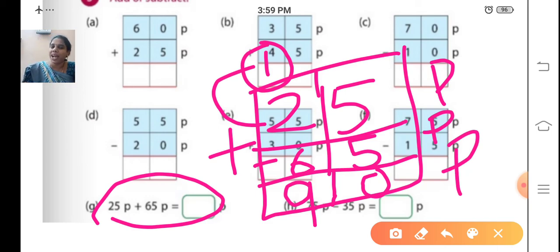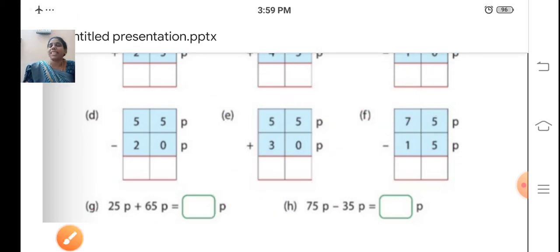So how to add or subtract paise? Just write one below the other. Then normal addition and subtraction. So first write 25 paise, then below it 65 paise. Add all together. Clear, children? Next, the same, eighth sum.